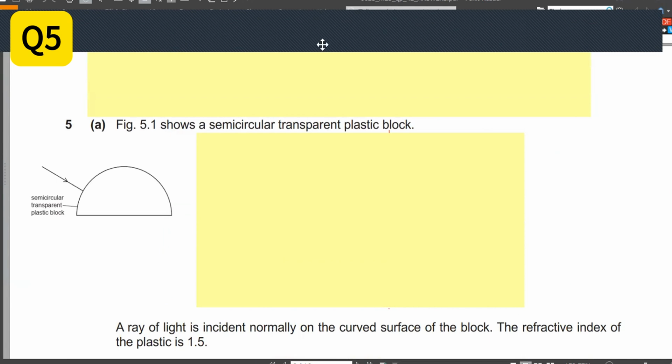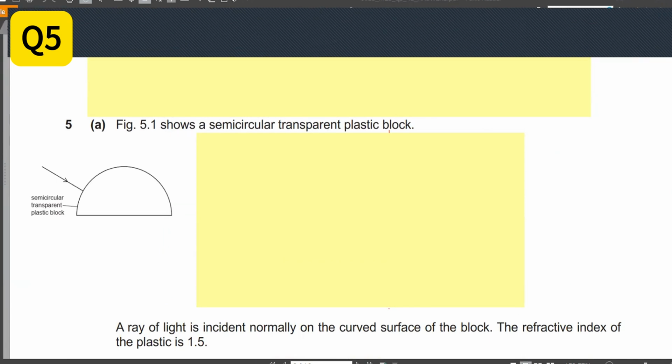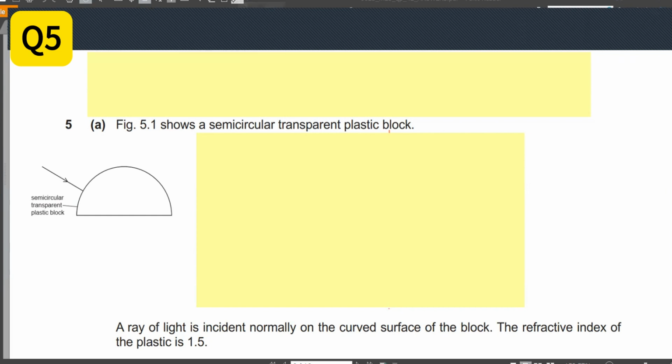Let's take a look at the question. Okay, so we are given a semicircular transparent plastic block. So this is what we are given here. A ray of light incident normally on the curved surface of the block. So this is the ray of light that we have, incident normally on the curved surface. Normally means at 90 degrees. The refractive index of the plastic is 1.5. We are given the information about the refractive index.